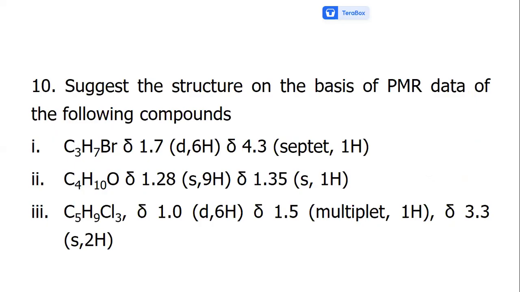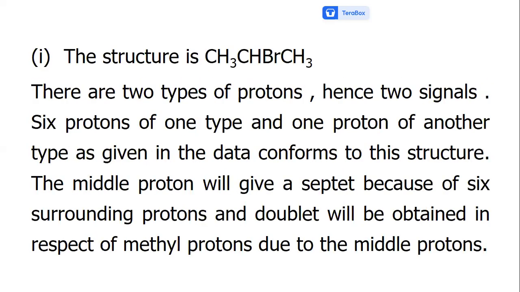following compounds: C3H7Br, delta value 1.7, doublet 6 hydrogen, delta value 4.3, septet 1 hydrogen. C4H10O, delta value 1.28, singlet 9 hydrogen, delta value 1.35, singlet 1 hydrogen. C5H9Cl3, delta value 1, doublet 6 hydrogen, delta value 1.5, multiplet 1 hydrogen, delta value 3.3, singlet 2 hydrogen. The structure is CH3, CHBr, CH3.